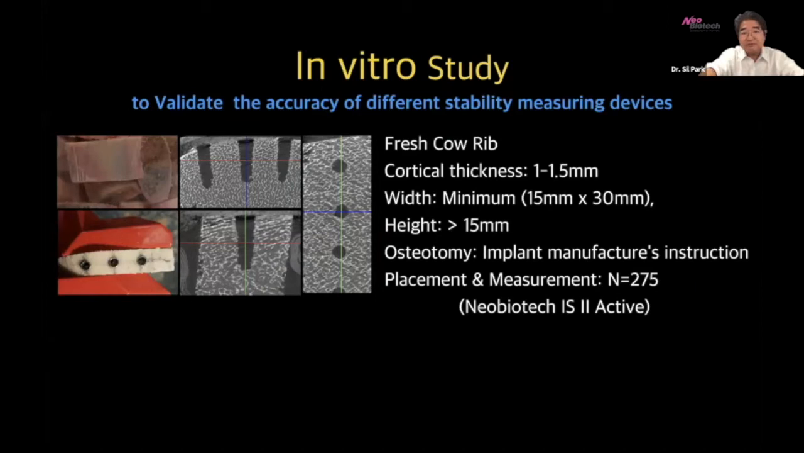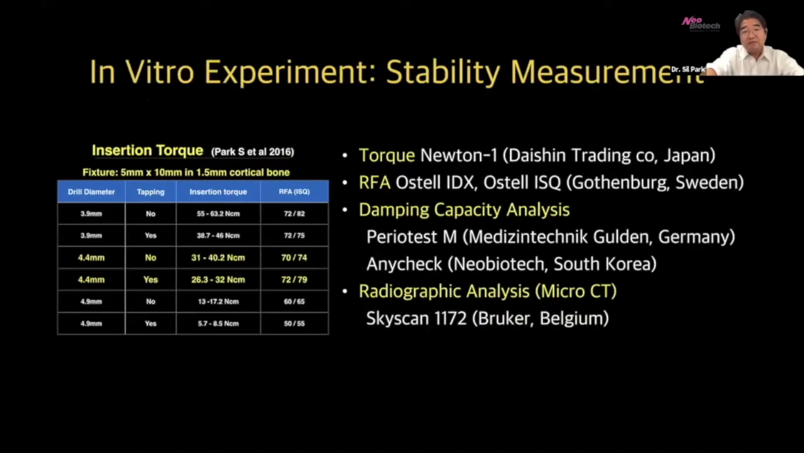So I'm using the fresh cow rib, and each cow rib by taking the micro CT, I make sure those cortical thicknesses are 1.15 millimeters, in the situation with the bone block. Then I placed the implant and measured the implant stability with the different machines. So the total number was 275 samples, and I tried to measure which implant stability machine is more reliable. In other words, I'm using those four different ways. First one is measuring the torque, and the other one is resonance frequency analysis, and the other one is damping capacity analysis, and finally I'm using the micro CT.